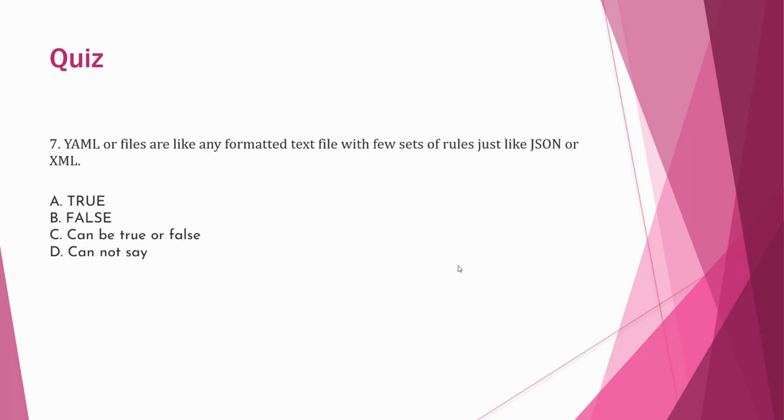YAML file is like any format text with a few sets of rules, just like JSON or XML. True or false. They are saying YAML is similar to JSON or XML. They are asking whether it's true or false. Can be true or false. Cannot say. If that option comes, everybody will select cannot say only, right? It's true actually. I told you in the first class itself. YAML is similar to JSON.